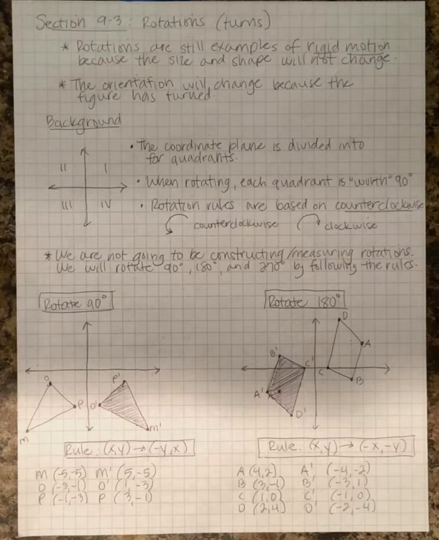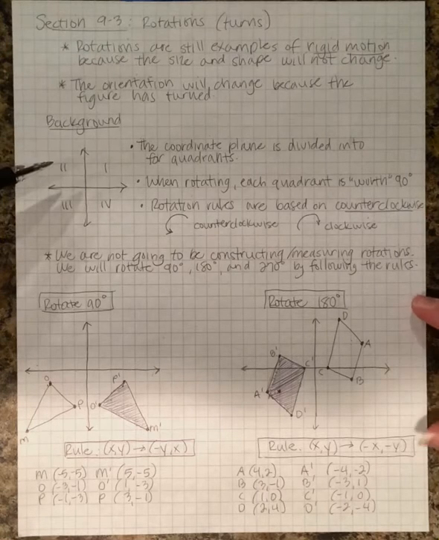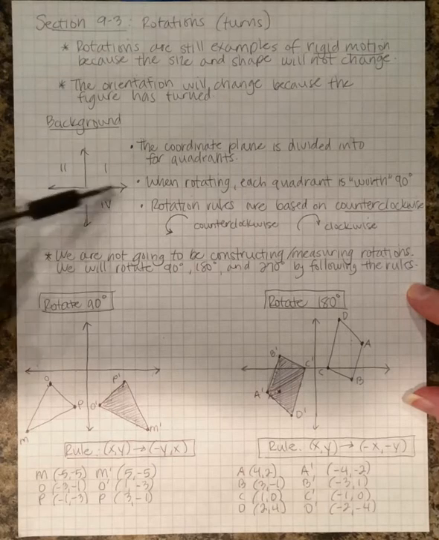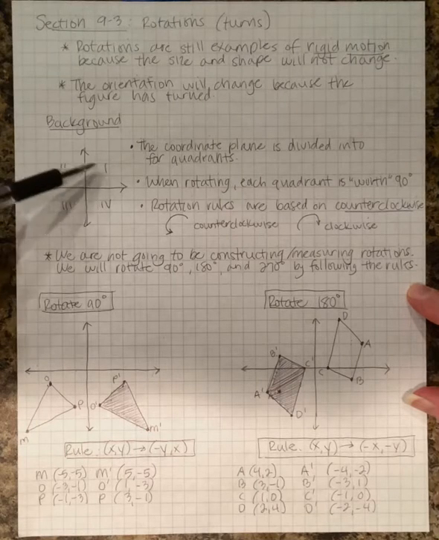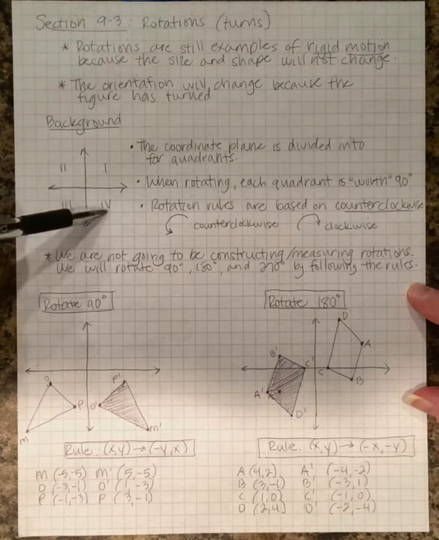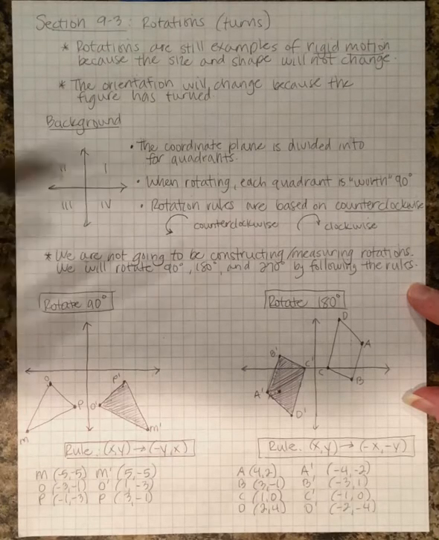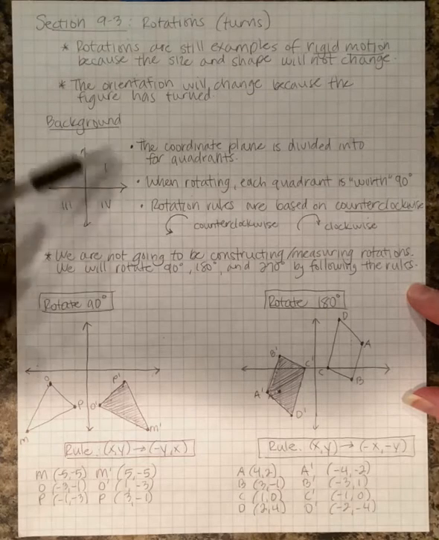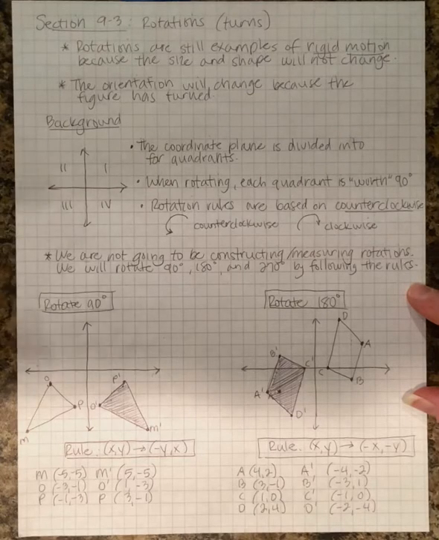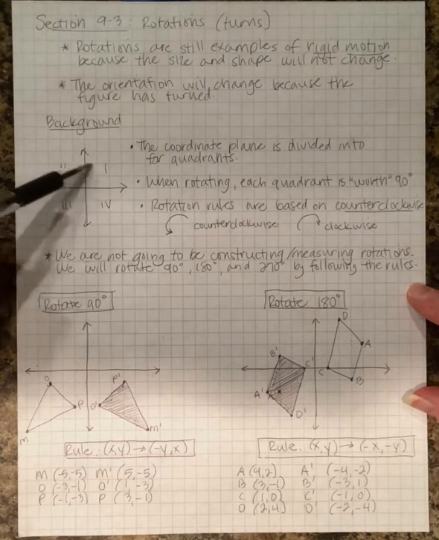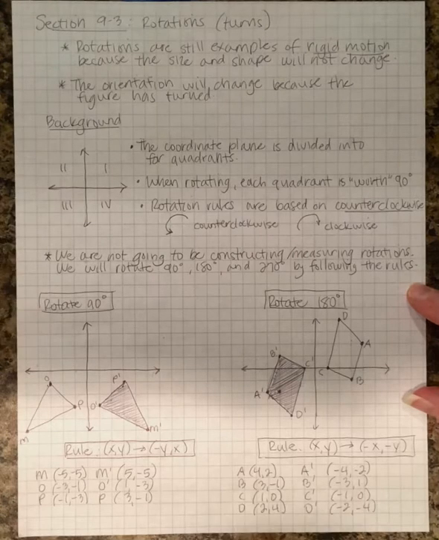So a little bit of background, which I probably should have done in the earlier sections, is to just make sure that you understand the coordinate grid. So again, it's broken into 4 quadrants, and the quadrants are labeled in a counterclockwise order. So 1, 2, 3, and 4. If you think about it, when we're rotating, each quadrant is kind of worth 90 degrees because again, an entire circle is 360 degrees, and 360 divided by 4 is 90.